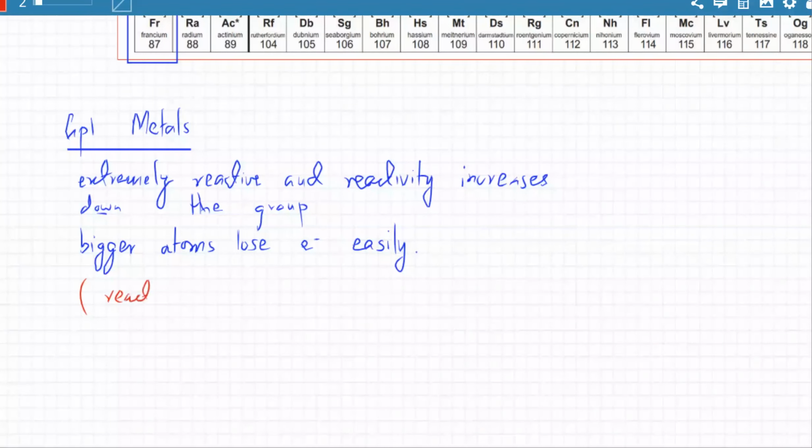Is this clear? Yes or no? Is this clear? Amna, is this clear? Yes, sir. Yes, sir.